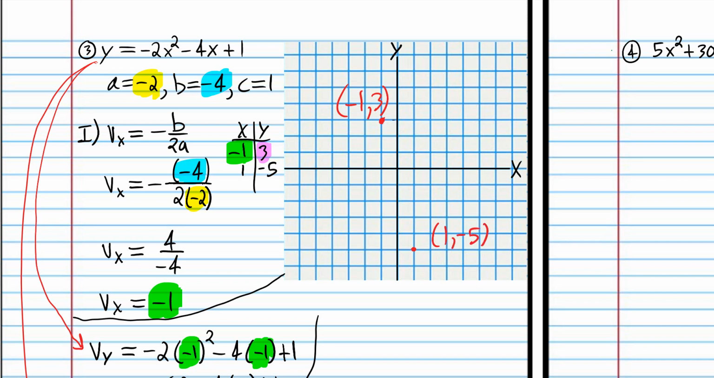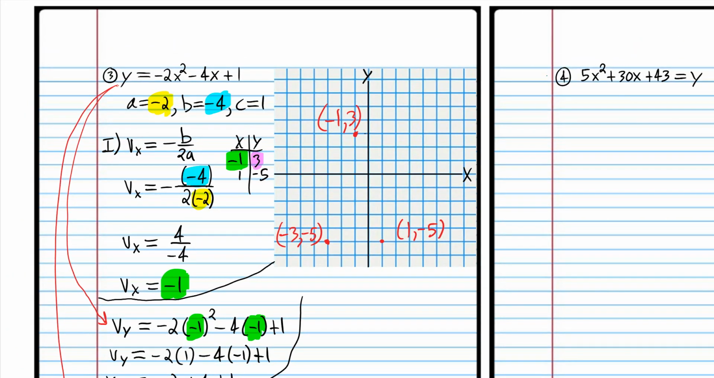And then we can use symmetry. That's 2 units away from the line of symmetry. That's 2 units away to the right, so we can go 2 units to the left to find the other point. So that's going to be right there, and that is negative 3, negative 5 with the same y value. And then we just connect the dots.